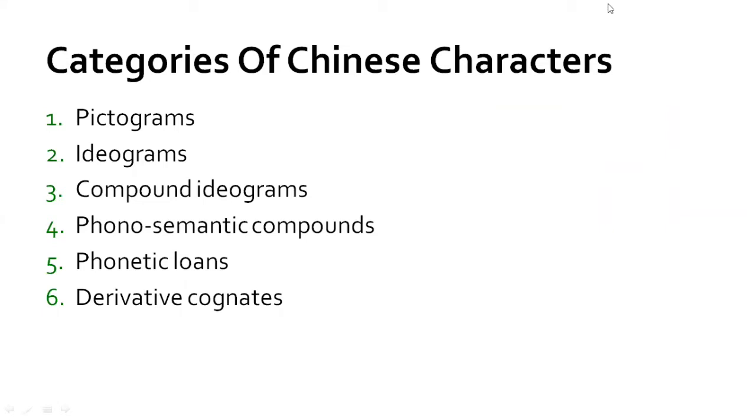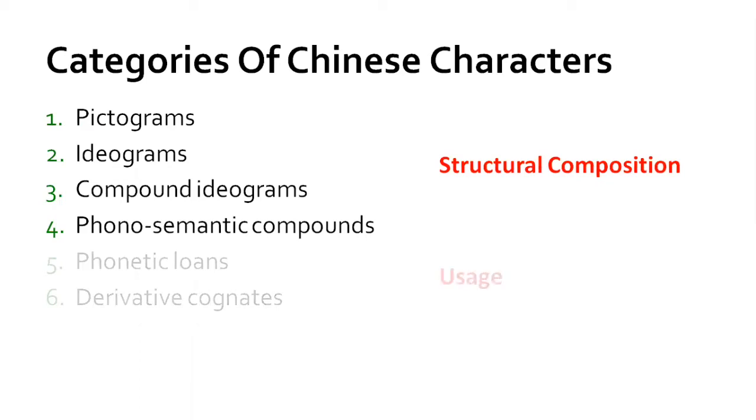All Chinese characters can be divided into 6 different categories. The first one is pictograms. Second one, ideograms. Then compound ideograms. The fourth, phono-semantic compound. The fifth, phonetic loan. The last one, derivative connect. The first 4 refer to structural composition, and the last two refer to usage. For this reason, today I'm going to introduce the first 4 only.